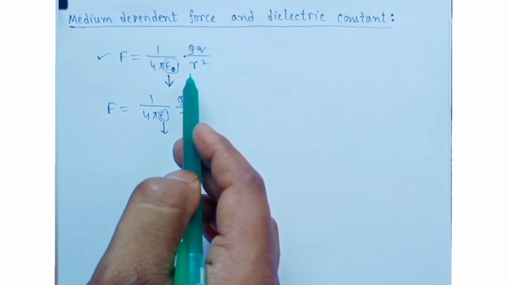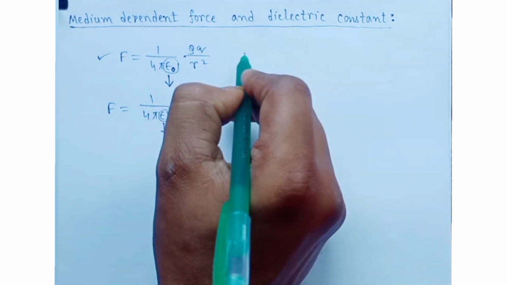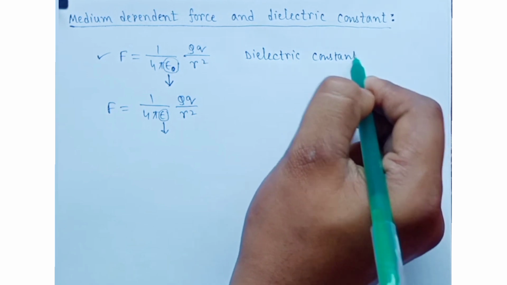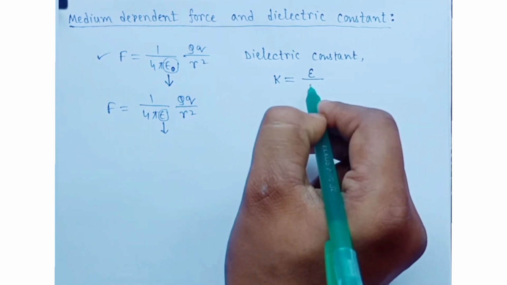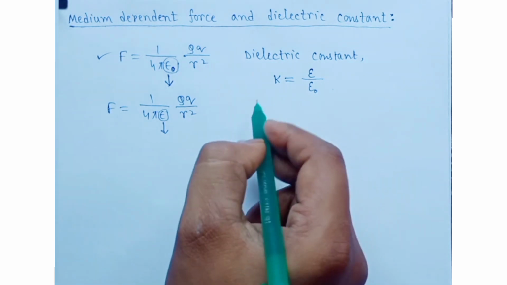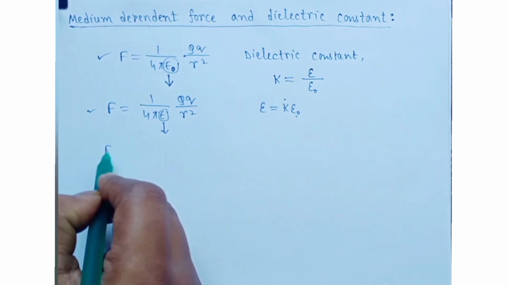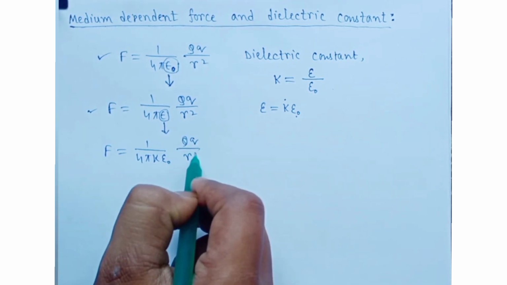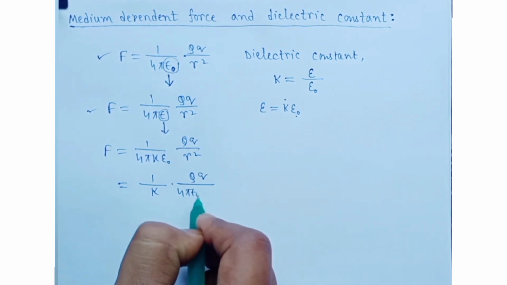Now, what is the relation between epsilon naught and epsilon? This is given by the dielectric constant of the medium. The dielectric constant K of a medium is given by the ratio of the permittivity of that medium to the permittivity of free space. So the permittivity of a medium can be written as K into epsilon naught. Then this equation can be written as 1 by 4 pi K into epsilon naught q by r square, or 1 by K into q by 4 pi epsilon naught r square.